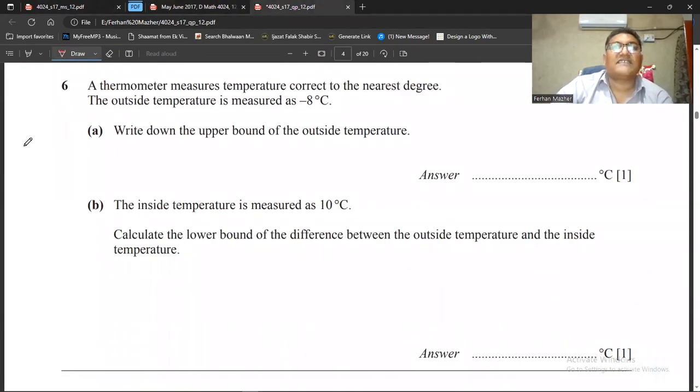Okay, question number 6. A thermometer measures the temperature correct to the nearest degree. The nearest degree means 1 degree. The outside temperature is measured as minus 8 degrees centigrade. Write down the upper bound of the outside temperature.